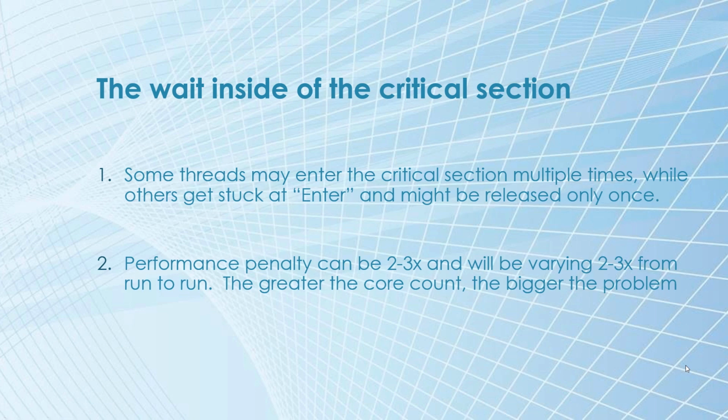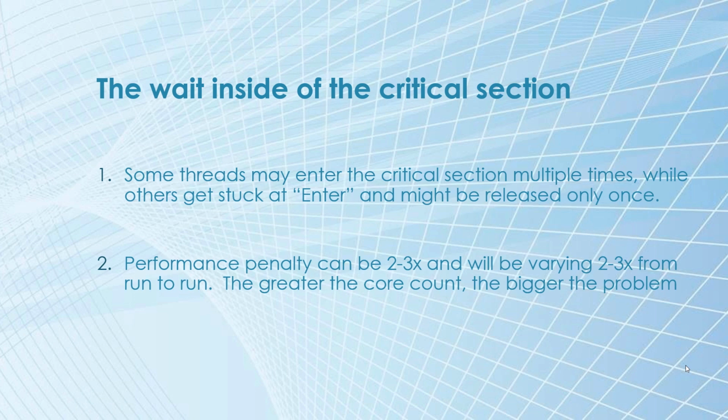Now, the wait inside of the critical section. Some threads may enter the critical section multiple times, while others get stuck at enter and might be released only once. So the performance penalty can be 2 to 3 times, varying 2 to 3 times from run to run. This is one indication that we possibly have a problem with the fairness of a critical section, if our threaded code has large variability from run to run.